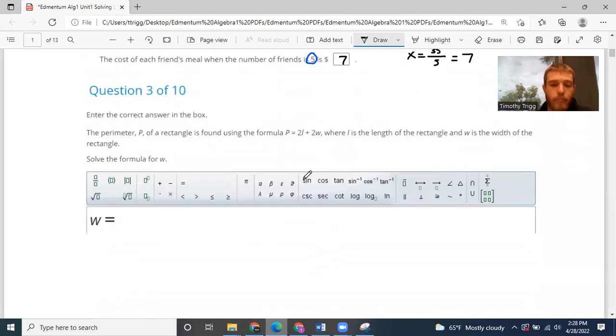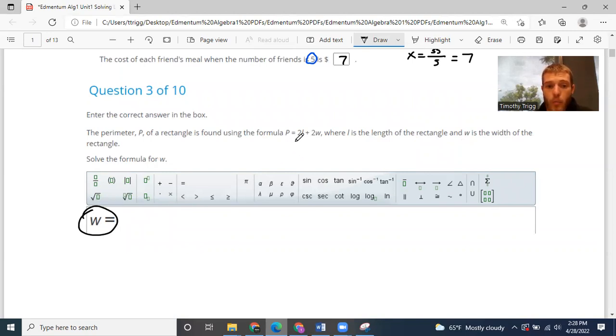All right. Next one. P equals 2 times L. That's not a 1. It's not 21. It's 2 times L in this case, plus 2 times W. This is for the perimeter of a rectangle. L is the length of the rectangle. W is the width of the rectangle. Solve the formula for W.